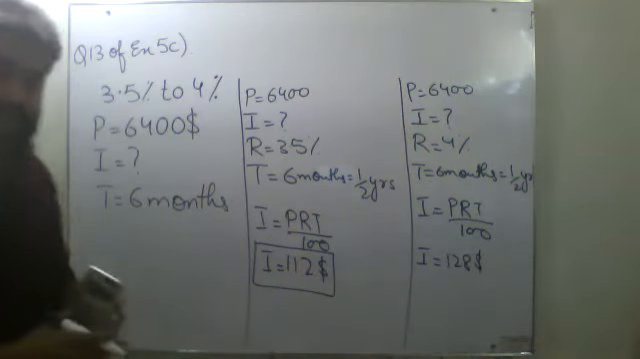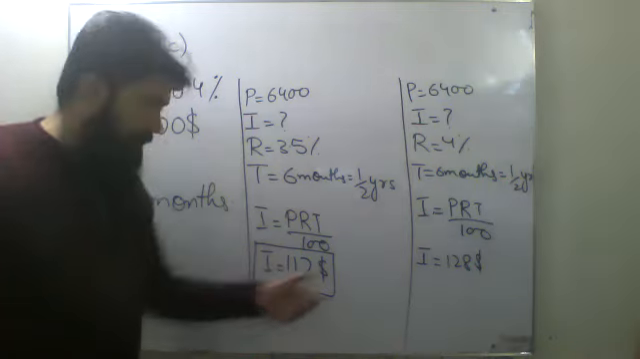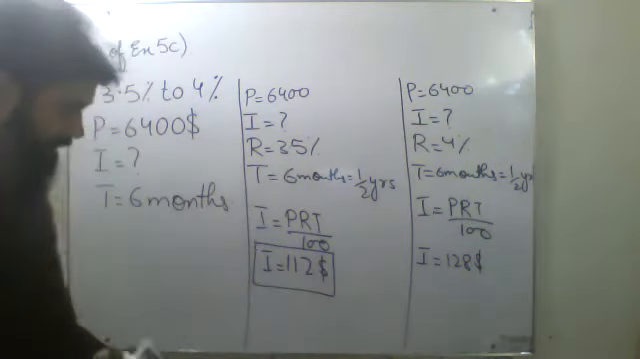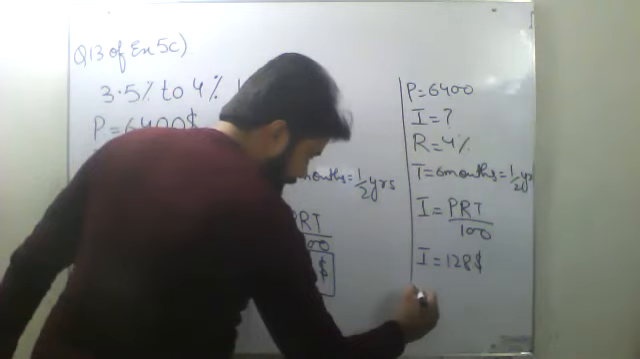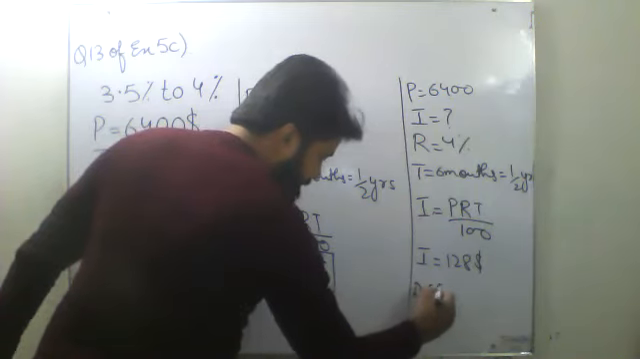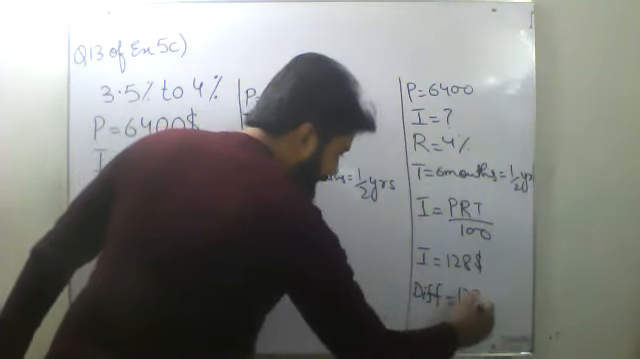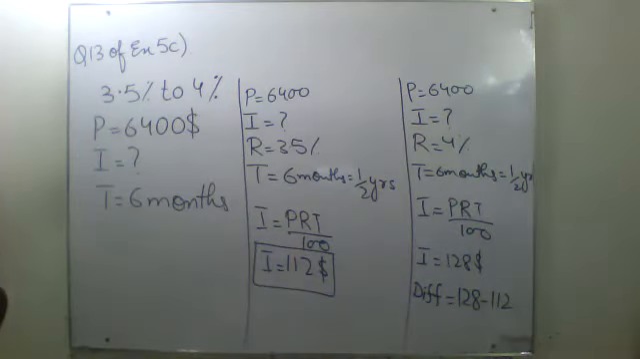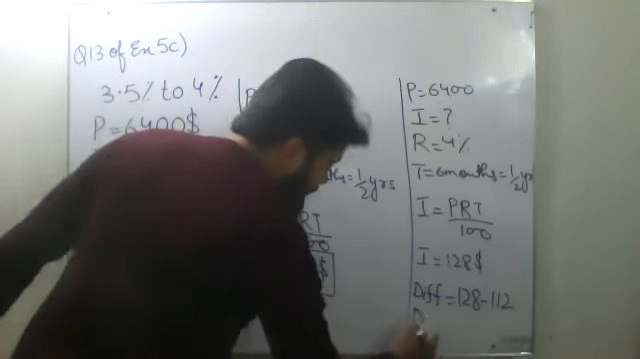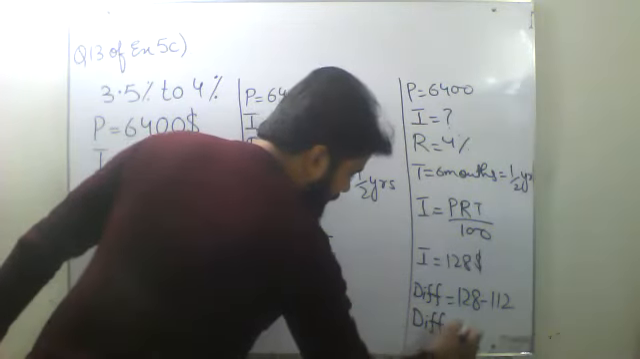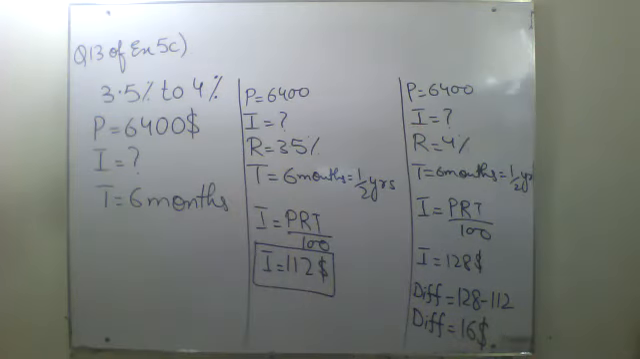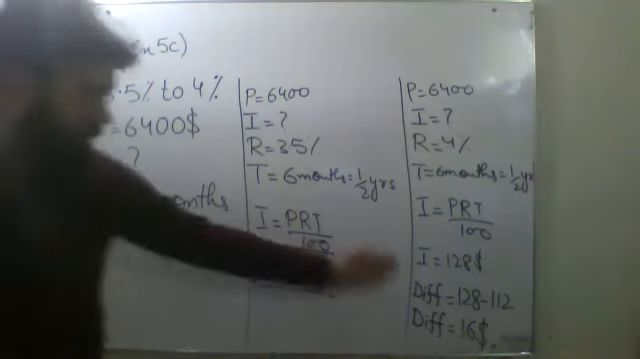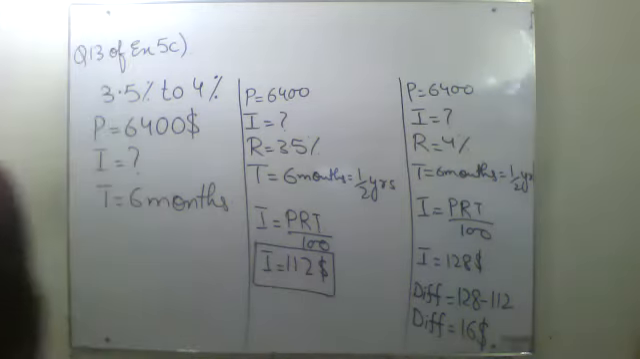Now, how much will be the difference between this and this? What will be the difference? So difference will be 128 minus 112. And I will receive how much extra? $16 extra. This is one way to solve this question. A little bit lengthy, okay? And getting my answer. Okay.